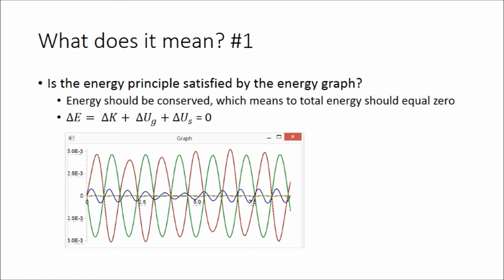What does it mean, question 1? The energy principle is satisfied because all the energies in the system are accounted for and conserved, leading to a total change in energy to be 0. The kinetic energy will cancel with the potential energy of the system. This is shown in our graph by our yellow line representing the total change in energy, which is equal to 0.